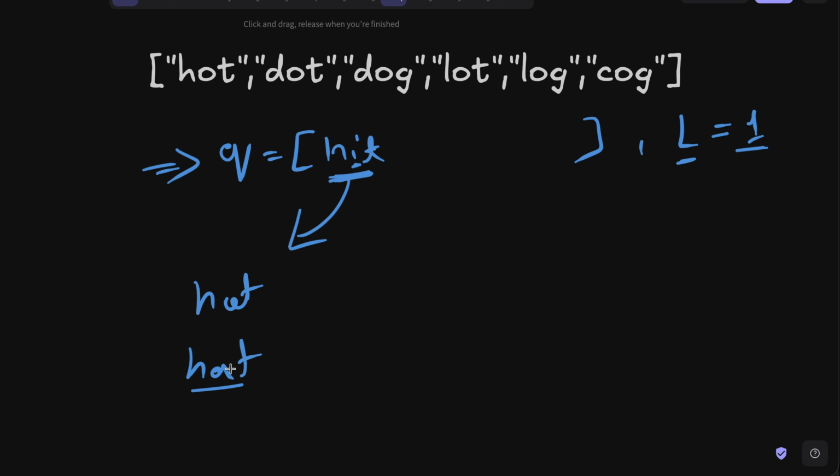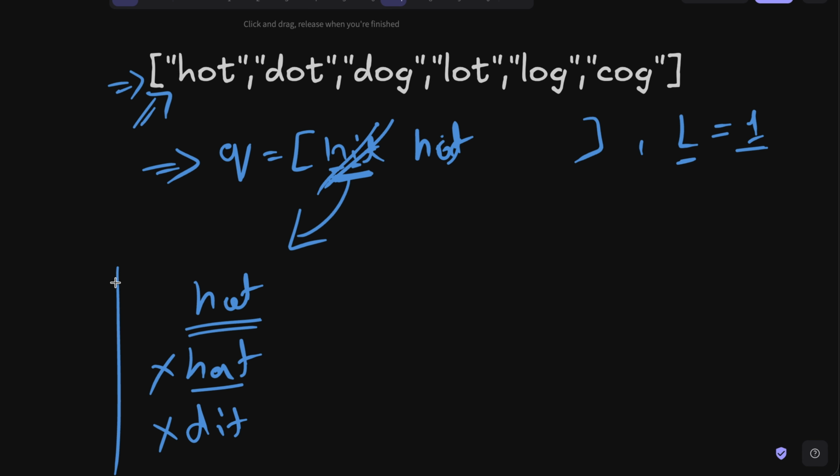Is hat a neighbor? It is not. Why? Because it is not present inside of this list. That's why hat is invalid. Then I can try to replace H with D. So is dit a neighbor? No, it is not a neighbor because it is not present inside of this list. It means dit is also invalid. And in the same way, many other words will be invalid. And that will leave us with only this word that is going to be valid. So we will take the hot word and place it inside of the queue. So hot is now here. And since we actually removed the hit, it is no longer in the queue.